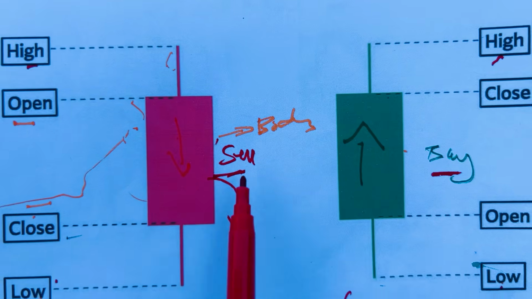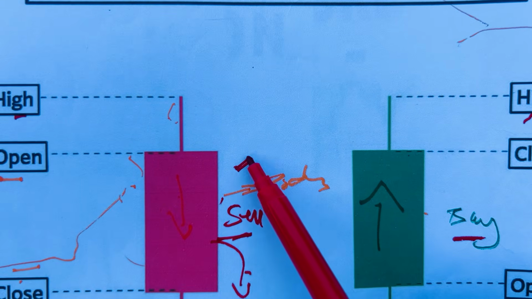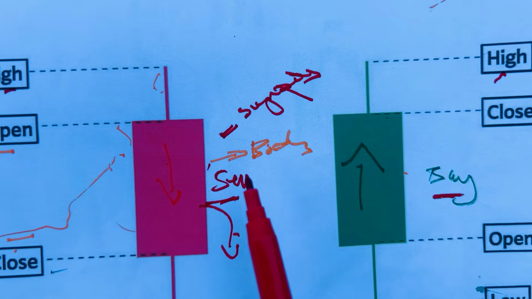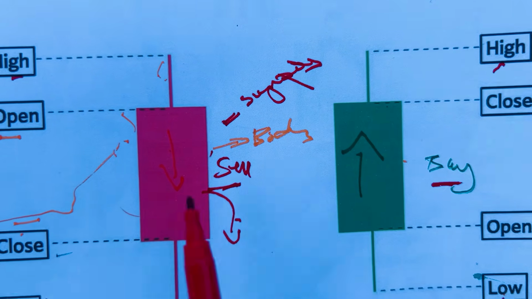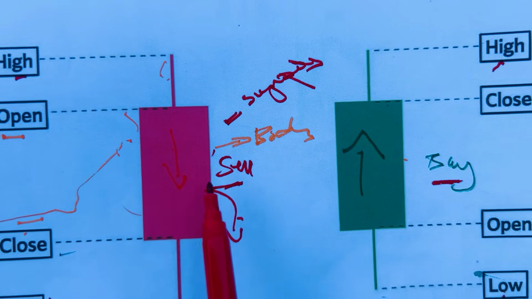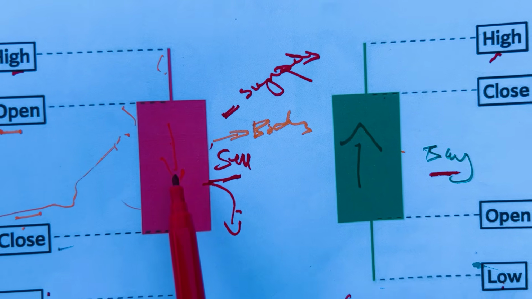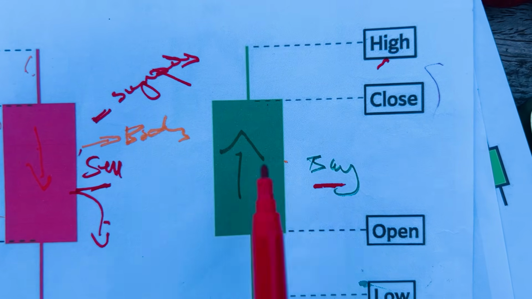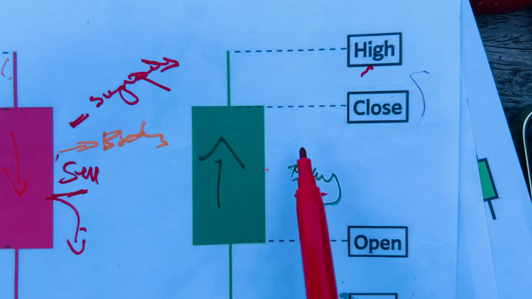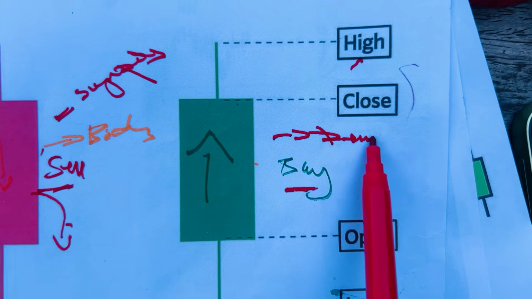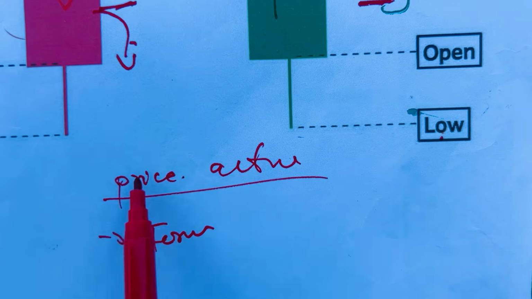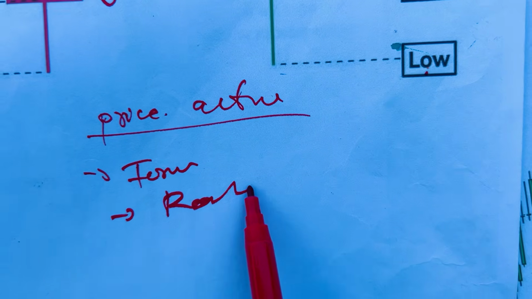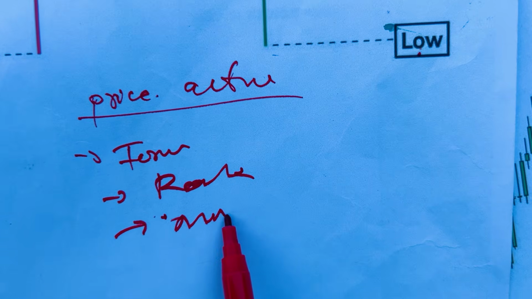This candlestick is a sell, and this sell candlestick represents supply, meaning many sellers were willing to sell at this price. We don't know what the price was, but if the candlestick is red like this, it represents that sellers were willing to sell. If it's green like this, it represents that buyers were willing to buy, and this shows demand. Under price action, we look at how the candlestick forms, how it reacts, and how it moves over time.